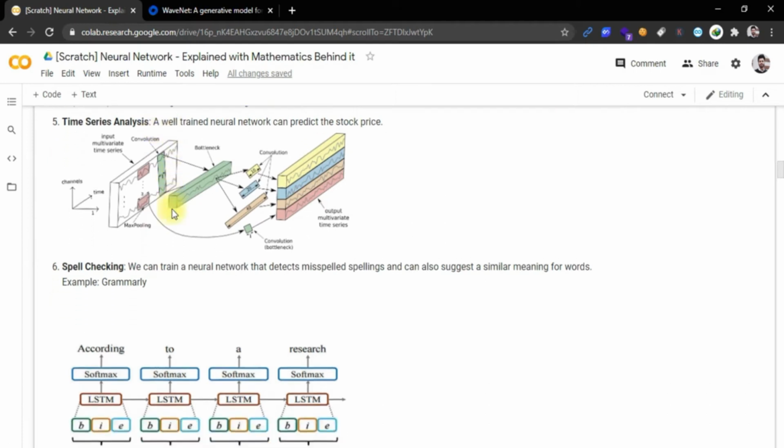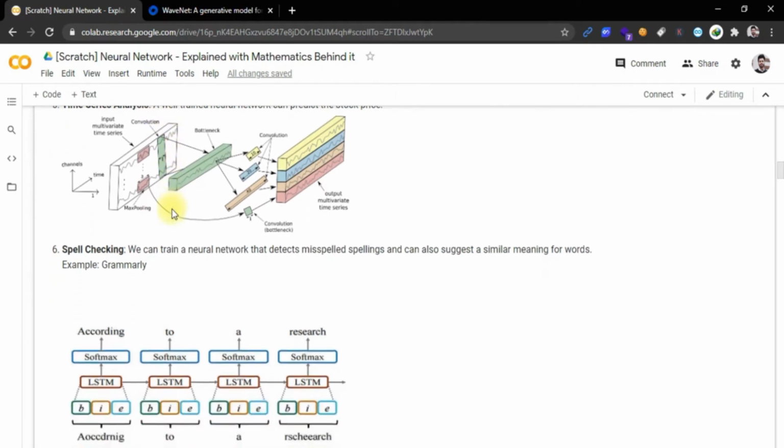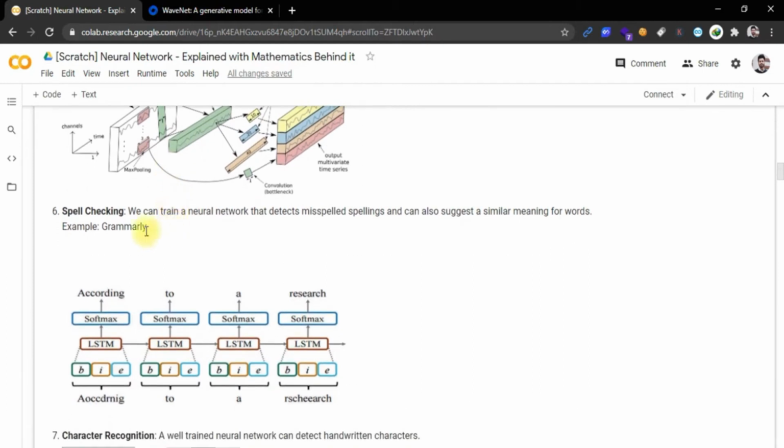Our next application is spell checking. As you know from the word, it can check the spelling of the words that you give it. Like if I give a wrong word, "according", it can use the algorithms and neural network to get the correct word. In this way you can make your own neural network program for spell checking.